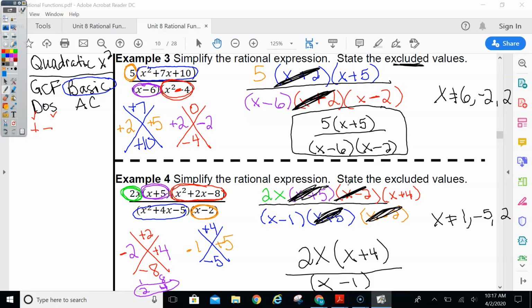If by chance everything happens to cancel out, like on the top or on the bottom, then you're left with 1. So for example, if this one canceled out with this one up here, then nothing would be left on the bottom. Technically there's a 1 there, but you don't have to write it. If it's on the top, you do have to write it. I think we're going to see some of those next time when we multiply. Okay, so that's reducing and simplifying.